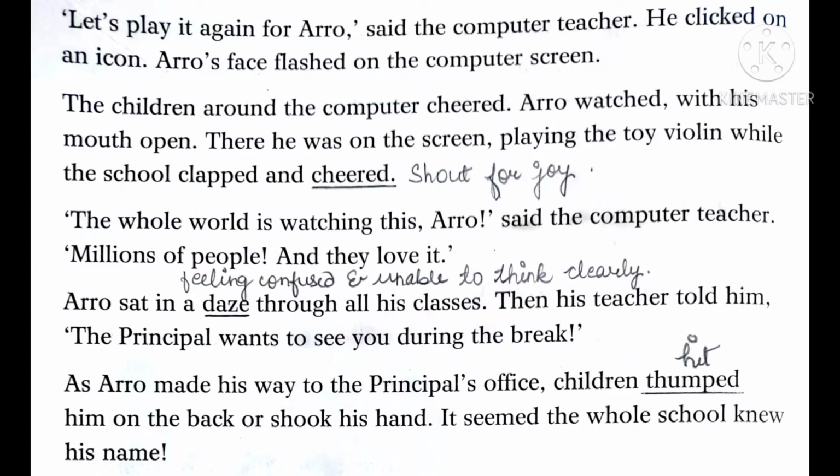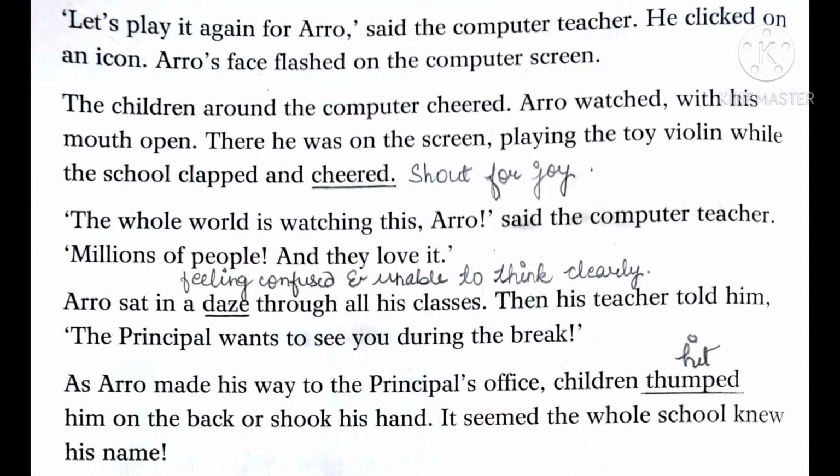And then Arrow sat in a daze. Daze means confused and unable to think clearly. Through all his classes, he sat in a confused state, unable to think properly, unable to concentrate properly. Why? Because Arrow was so much surprised. He was not expecting this much fame. And then one of his teachers told him that principal sir wants to meet you during the break time.